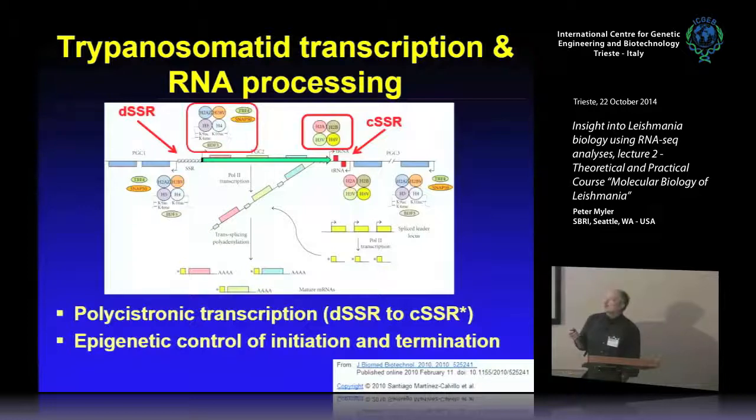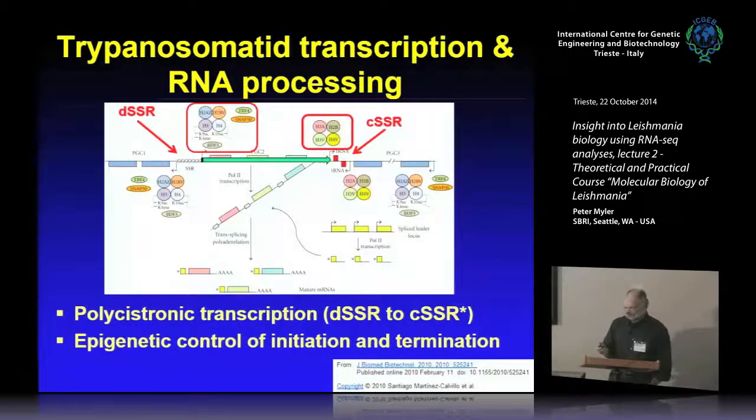While this transcript is being made, it is also being processed by the splicing machinery. The splicing machinery actually associates with the polymerase. So this enormous complex comes together to both make the RNA, and as it's being made, it's being processed into individual messenger RNAs.